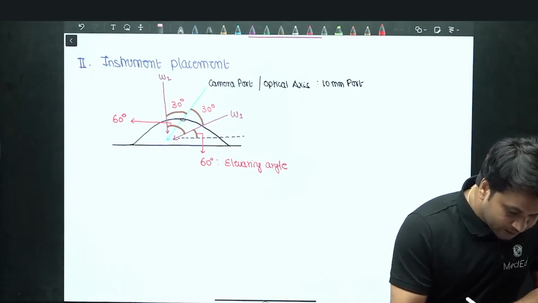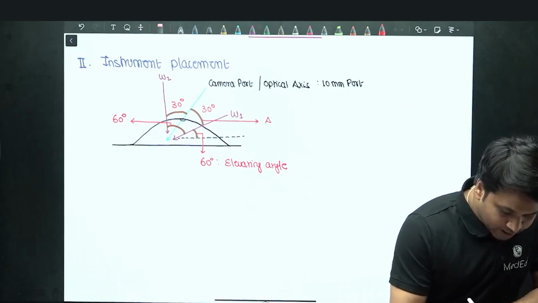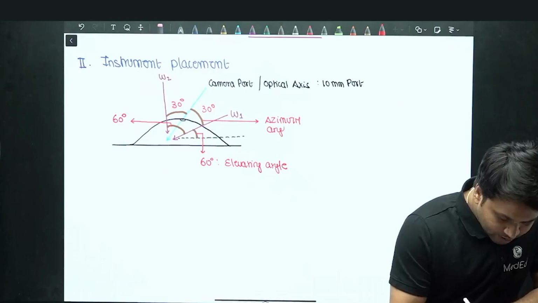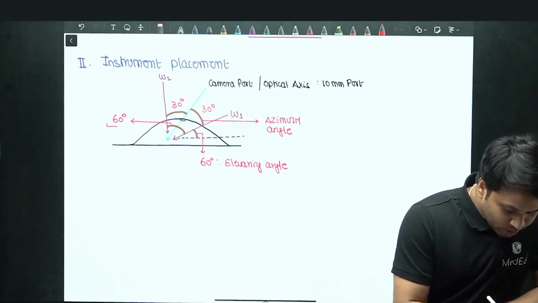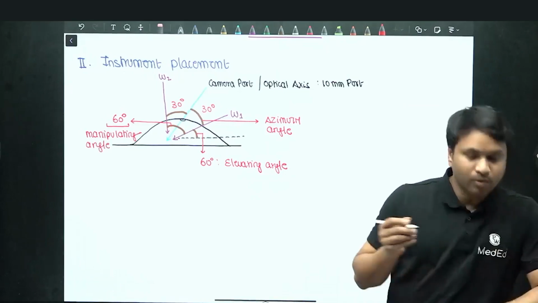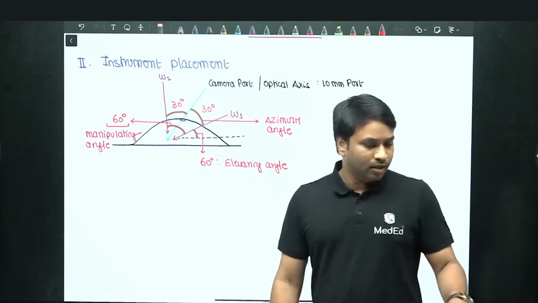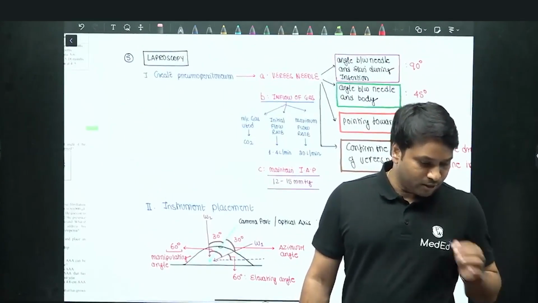The angle between the optical axis and the working port is what we call the azimuth angle. And the angle between the two working ports is what we call the manipulating angle, right? So these are the various components that you have to remember.